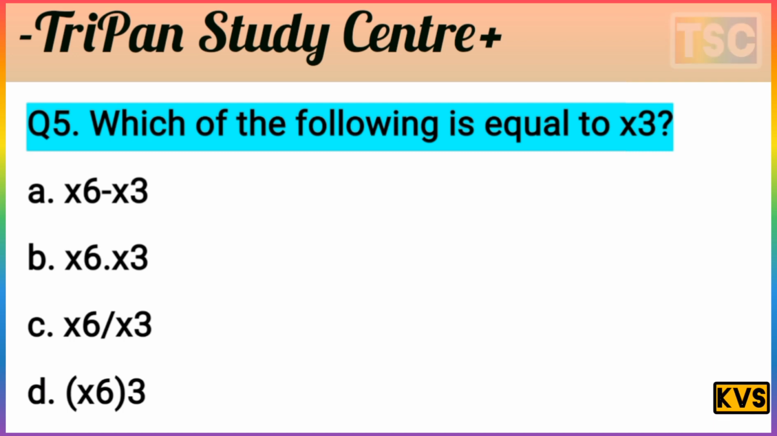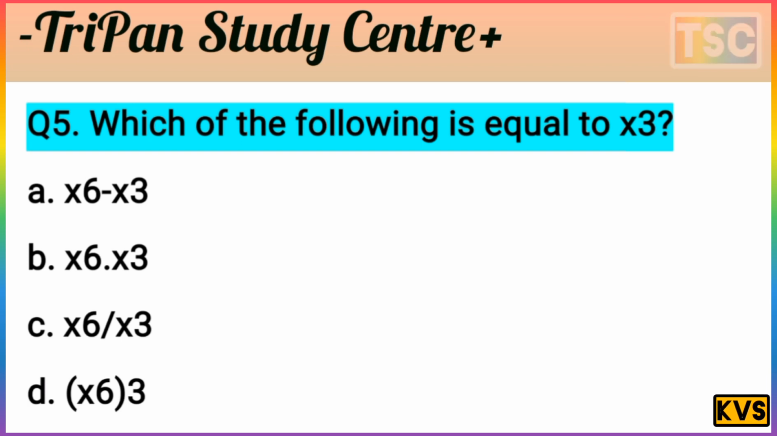So that leaves the C option, and the C option here is the most important. The option is x power 6 upon x power 3. Upon means divide, and divide means the powers are subtracted. It means 6 minus 3, which is x power 3. So x power 6 upon x power 3 is equal to x power 3. It means C is the correct answer. This is the most important option for this question.